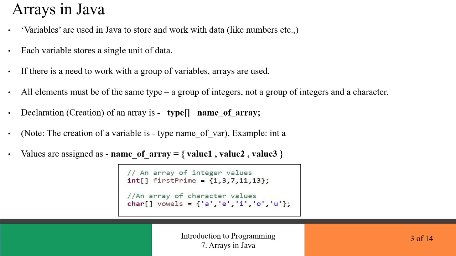Thus, creating an integer array is like int followed by the square braces and the name of the array. The values are assigned as 1, 3, 7, 11 and 13 within curly braces separated by commas. Here we have created the array, that is, declared the array and initialized the array, both as part of a single statement. The second line shows an example of creating a character array that stores 5 vowels. The name of the array is vowels and the values that are stored in it are A, E, I, O and U.